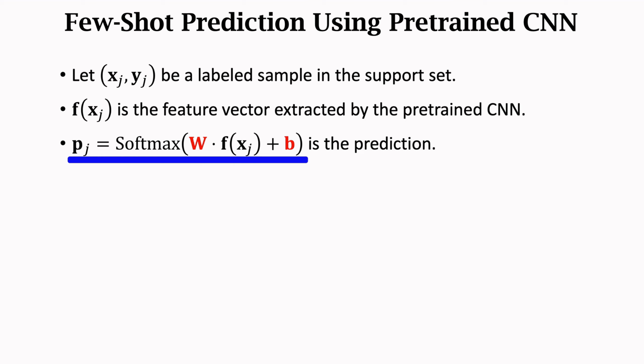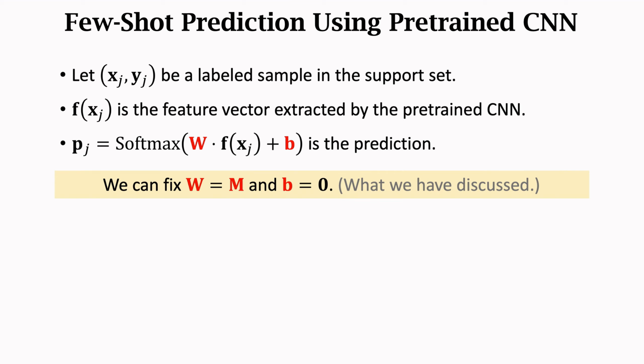Taking the feature vector f of X sub j as input, the softmax classifier outputs a probability distribution P sub j. Assume the support set has three classes. Then the matrix W has three rows, and the output vector P sub j is three-dimensional. The three entries of P sub j are the probability or confidence scores of the three classes.